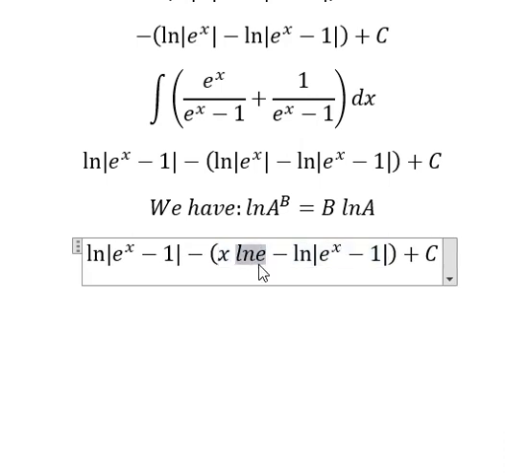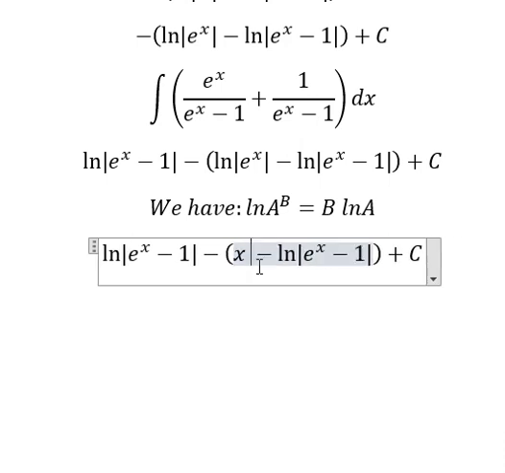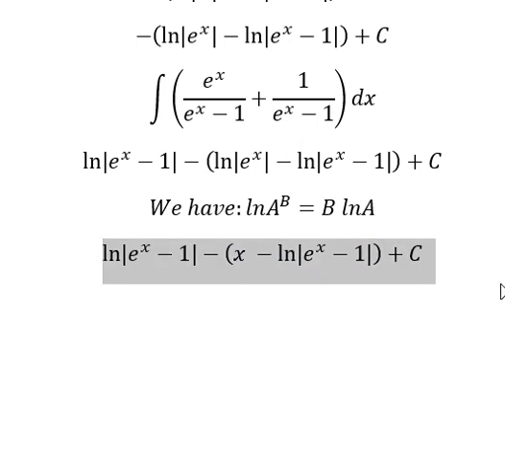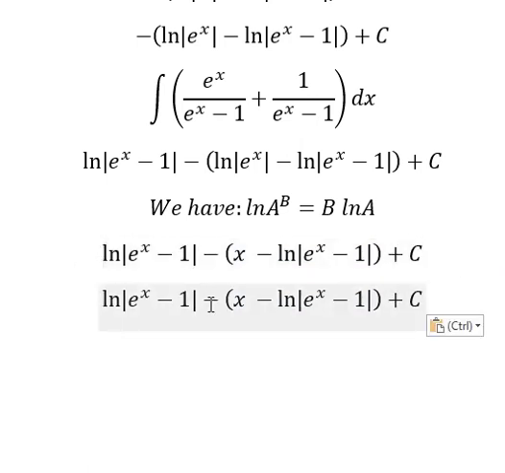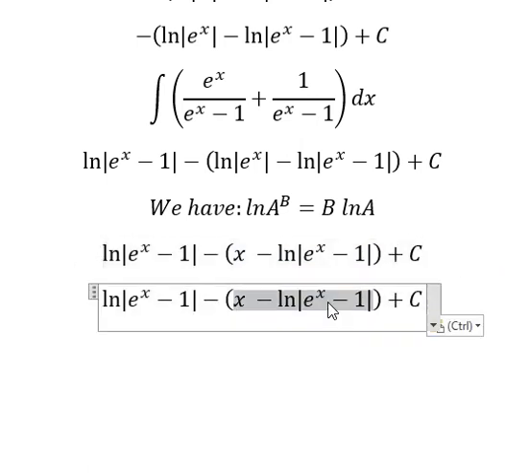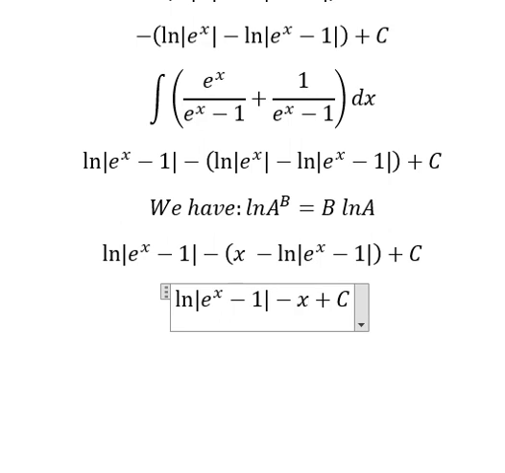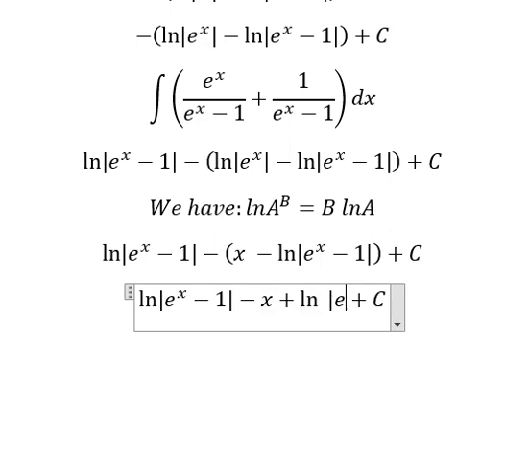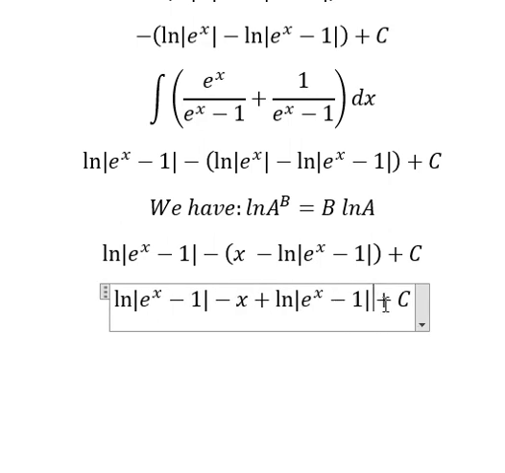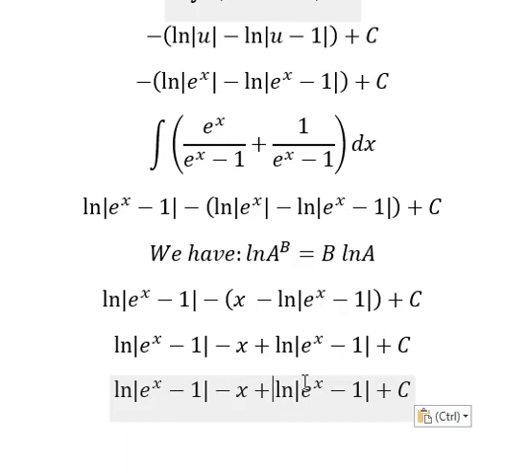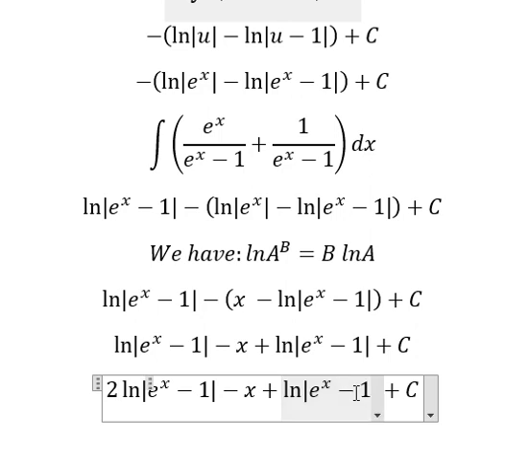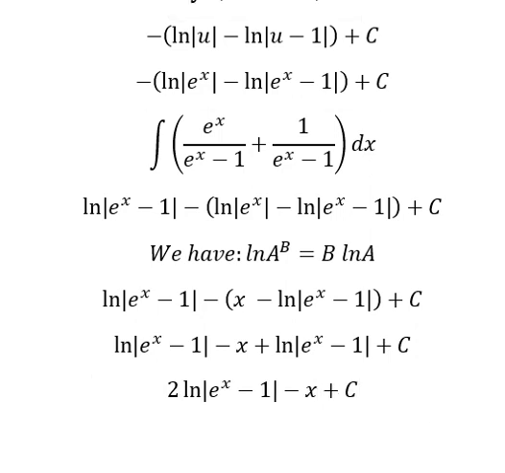And this one, that is about number 1. So negative will change the sign of this one. So this one plus this one, we have number 2. And this is the final answer.